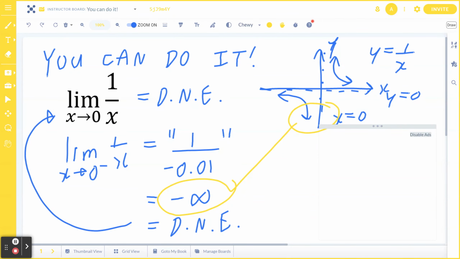And anytime you get DNE, it just means the limit doesn't give you a numerical outcome. And since there's no left limit, you don't need to find the right limit. You can go straight to the final answer, which is the limit of 1 divided by x as x is approaching 0 equals DNE.